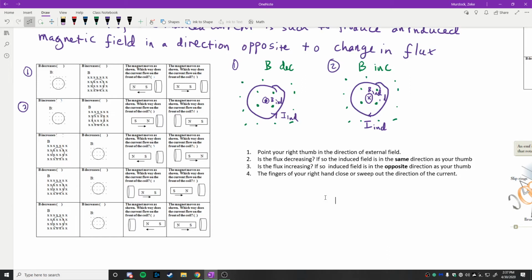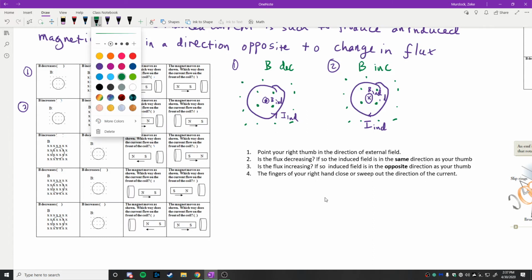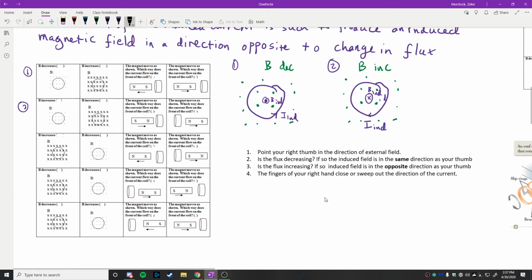Does anyone have any questions? What's up? So remember what flux is, right? Just to remind you, there are 3 ways that flux can change. Flux is given by this expression here: magnetic field times area times the cosine of the angle between the two of them. So one way that you can increase flux is just by changing the magnetic field. If the magnetic field goes up, flux increases. It's that simple.